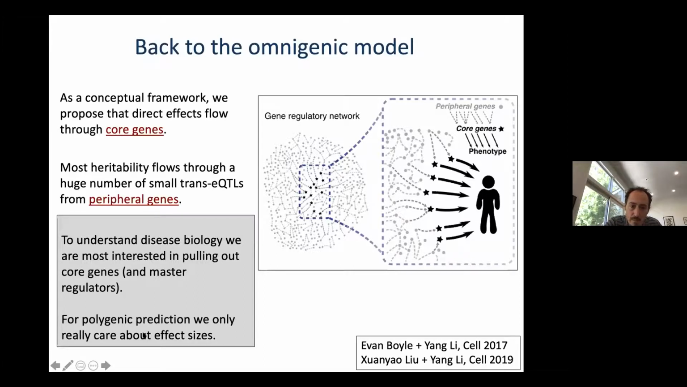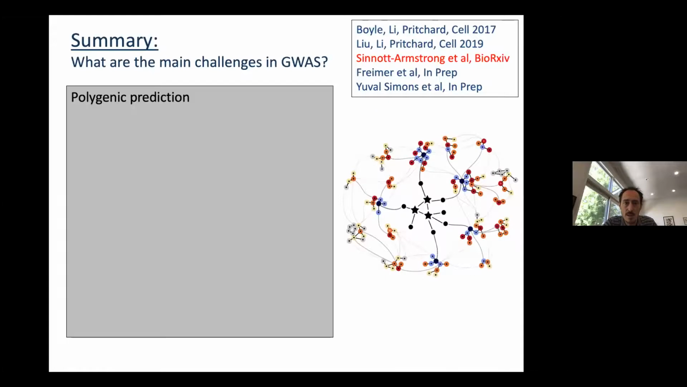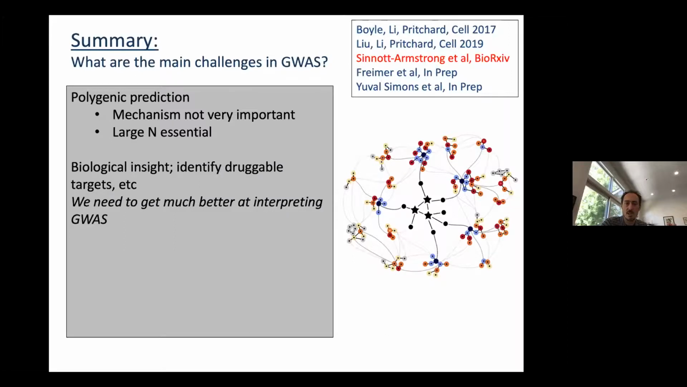But at the same time, another important goal of complex trait studies is polygenic prediction. And for that, we really don't care about this distinction between core genes and peripheral genes very much. What we really care about is just effect sizes. So, if we think about these key challenges, for polygenic prediction, mechanism generally is not very important, but very large sample sizes are essential. For biological insight, I think we really do need to get much better at interpreting GWAS.